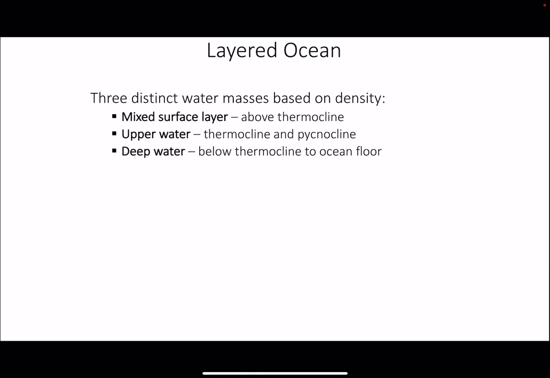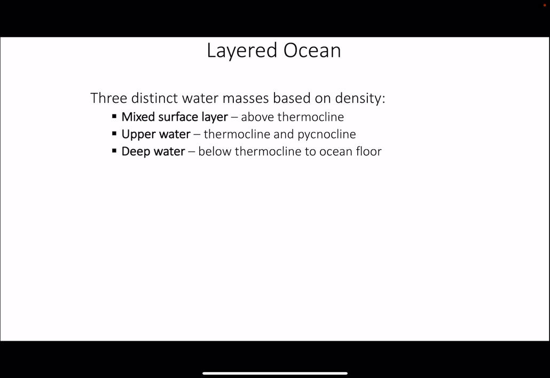So we refer to this as the layered ocean, and it's driven by density. So typically in the ocean, there's 3 distinct water masses if you think about going from the surface to deep. So you have your small mixed surface layer, known as the mixed layer, and that's above the thermocline. You have your upper water, which is where the thermocline and pycnocline exist, and then you have your deep water, which is pretty much everything below the thermocline and pycnocline all the way to the ocean floor.